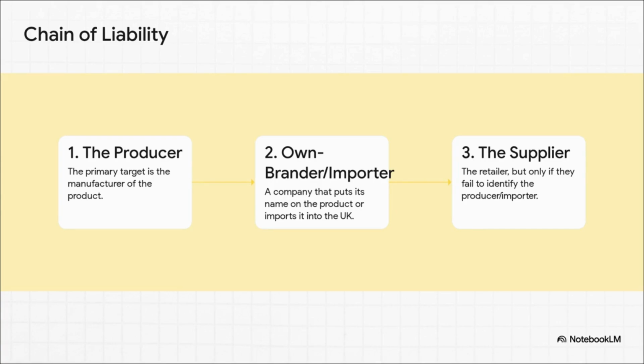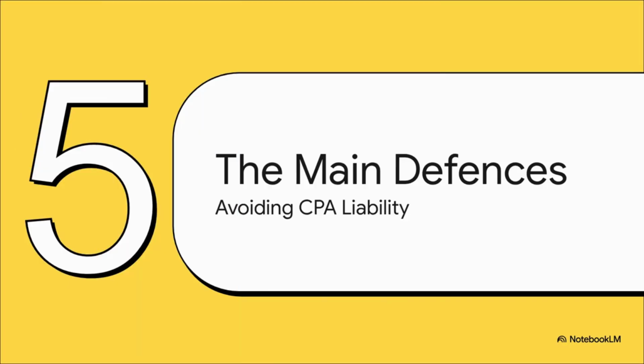You only go after the supplier, the shop you bought it from, as a last resort. And even then, they have an escape route. If you ask them who made it and they tell you within a reasonable time, they're off the hook. So we've said the CPA uses strict liability, but that doesn't mean it's absolute liability. A defendant isn't automatically guilty. The Act gives them a few specific, clearly defined defenses they can use to try and get out of it.